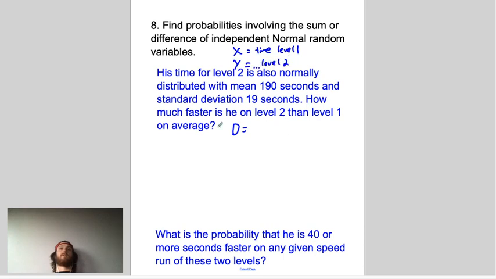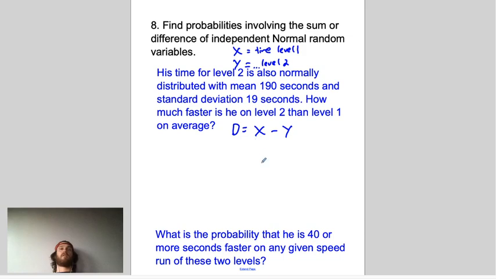So how much faster is he on level 2 than level 1? To do that, we are going to do D equals X minus Y, so we keep the answers positive. That means that a positive value means that I am faster on level 2, and a negative value means I'm slower on level 2, which is a possibility.